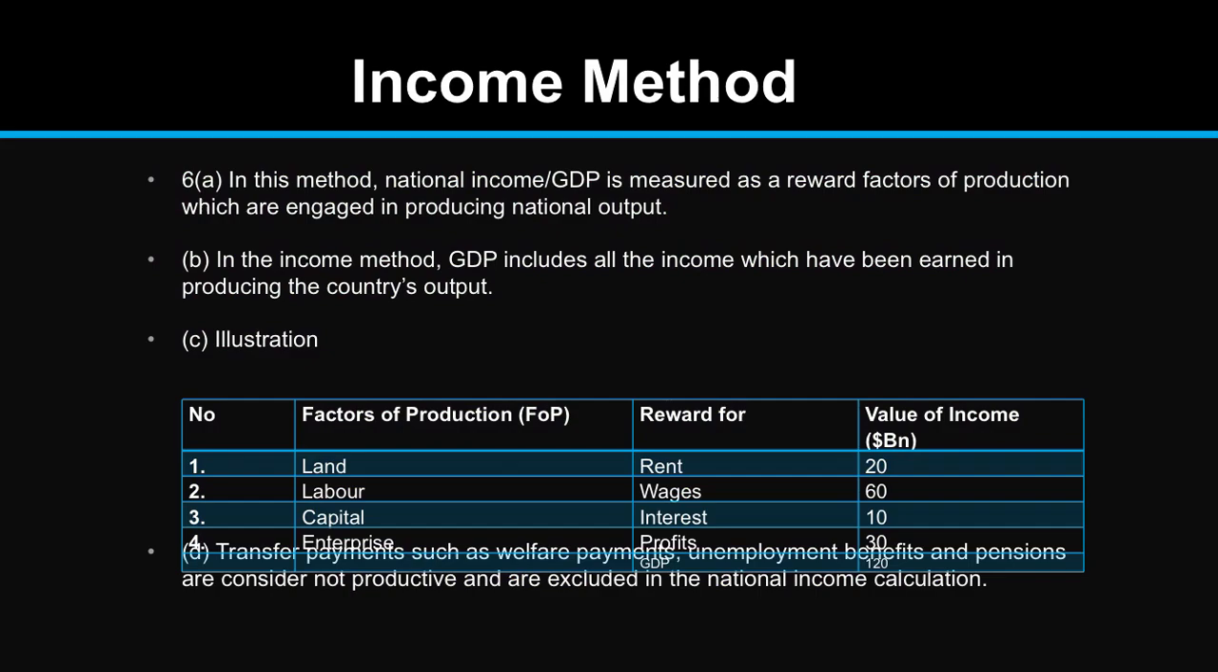So you can see here 20 plus 60 plus 10 plus 30 will give you the same value of 120. However, in income method, transfer payments are not included in the national income calculation. Transfer payments such as welfare payments by the government to the society, such as the unemployment benefits or pension are not considered productive in the GDP calculation, and are excluded in the national income calculation.